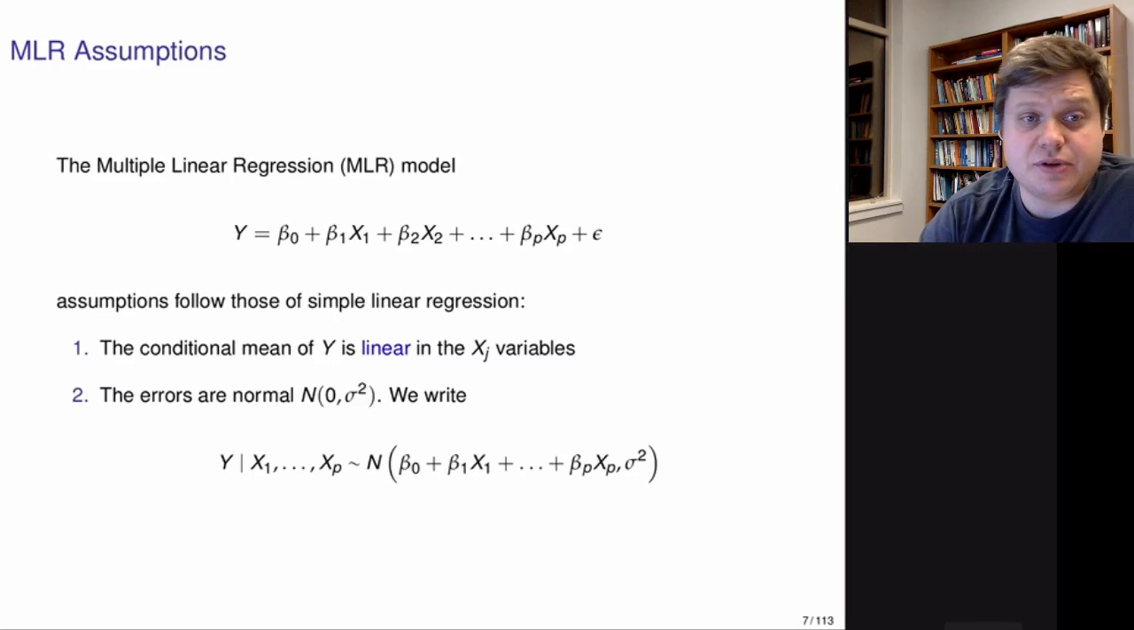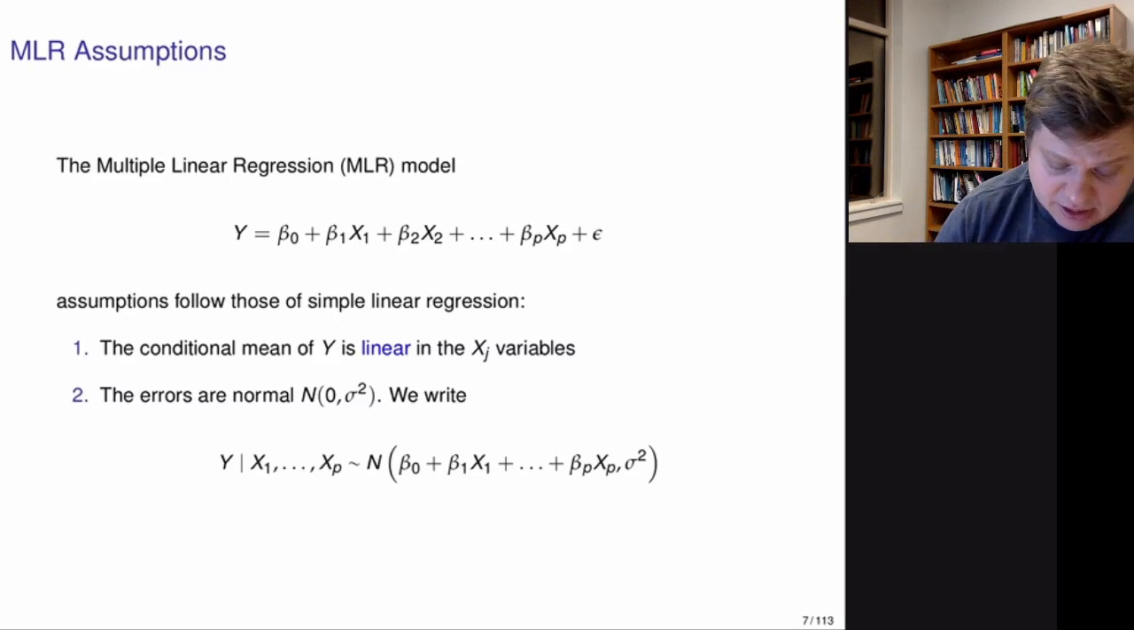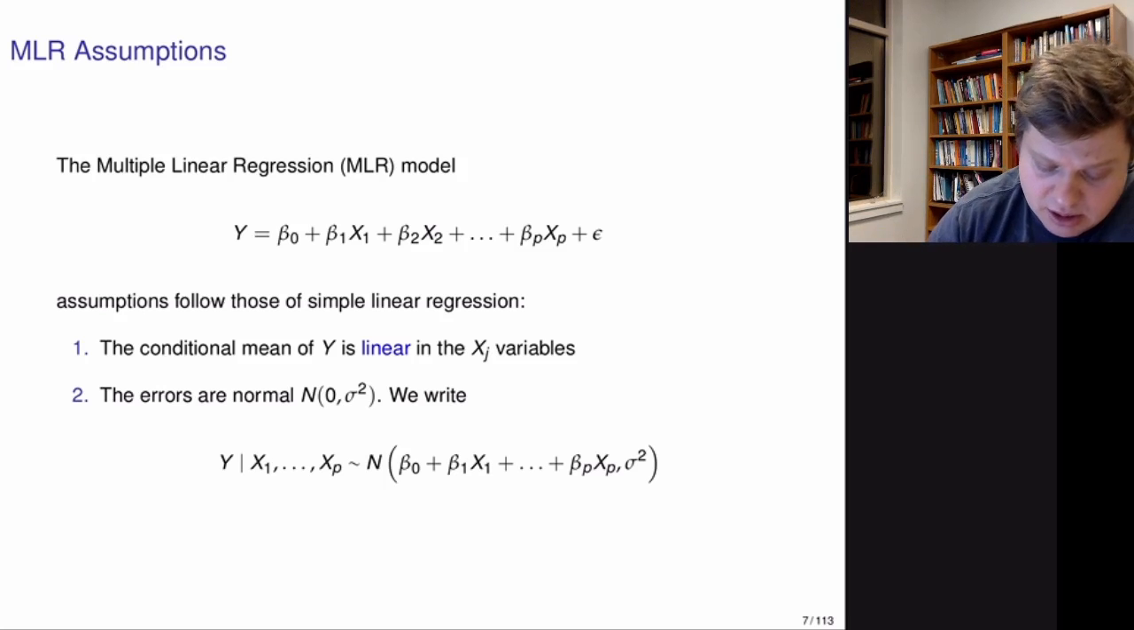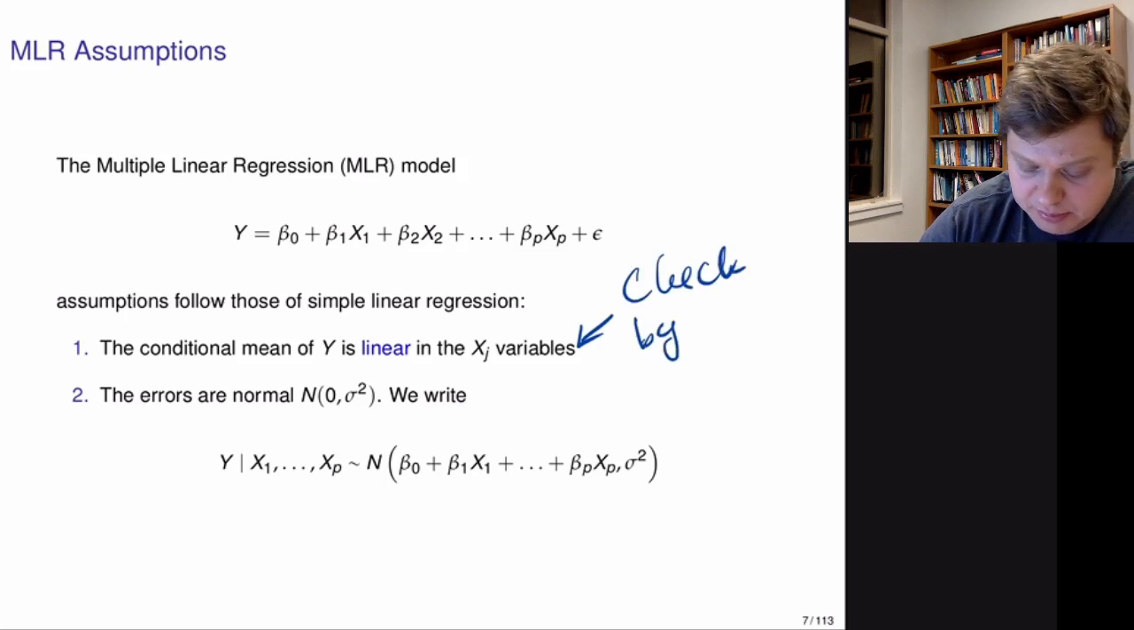The assumptions for the multiple linear regression model are similar to the assumptions of the simple linear regression. So first thing is that the relationship between y and each of those predictors has to be linear. And you can check it by just looking at the scatter plots if you are plotting scatter plots.